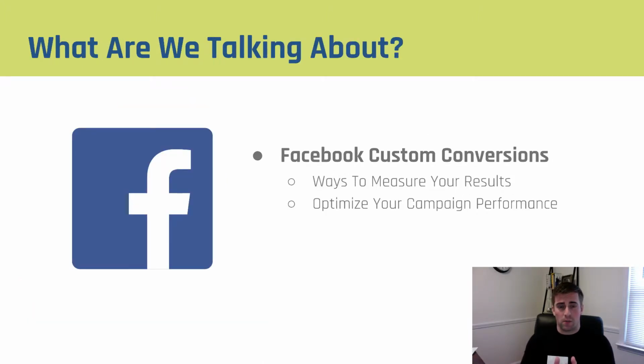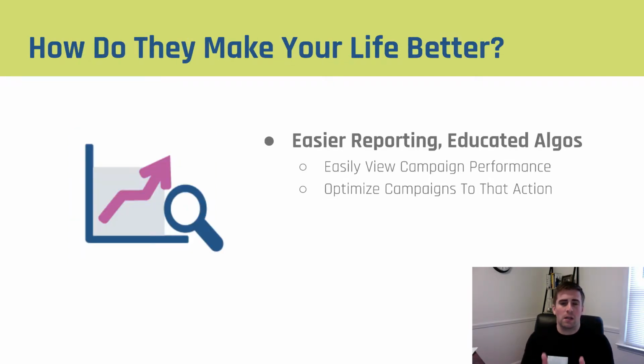So, Facebook custom conversions are a way to help you measure your results and optimize your campaign performance when you're running Facebook ads. They're absolutely crucial if you ever want to have success advertising on Facebook. So how do they make your life better? Well, you have the ability to add your custom conversions and the cost per custom conversion to your standard reports for each campaign. So you can determine what each campaign is producing as far as volume and cost per result.